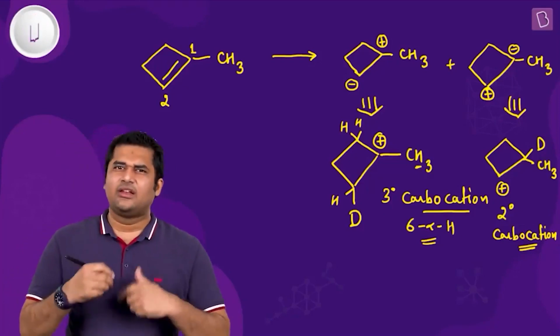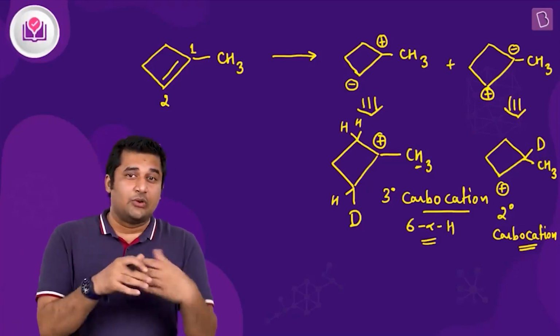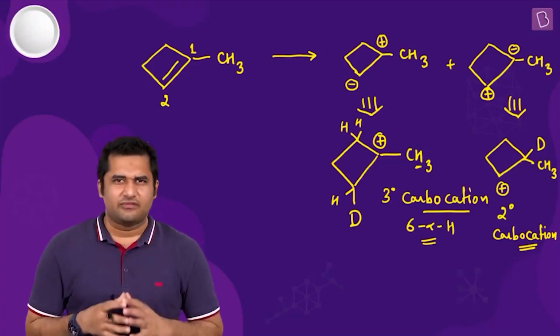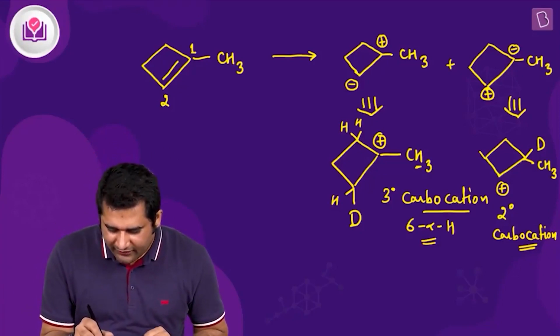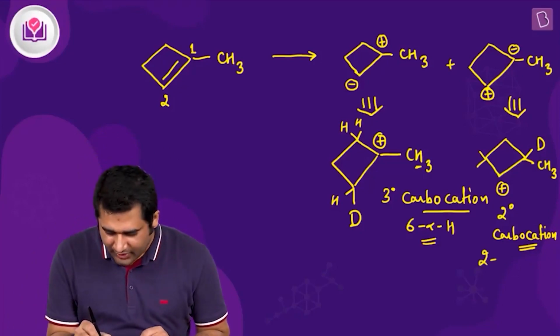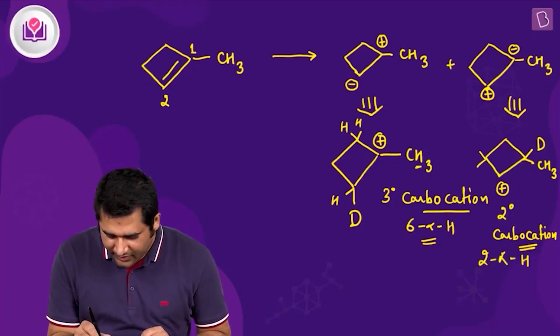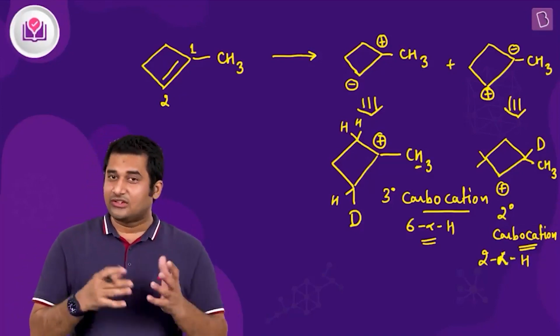Alright, because it will unnecessarily complicate the problem, or you may feel confused whether to count D or not. So let's count the alpha hydrogens only as of now. So now in the 2-degree carbocation, if you count, we have these 2 alpha hydrogens only. Alright, so here we have 2 alpha hydrogens. So now clearly I can see you are able to distinguish which one is more stable.